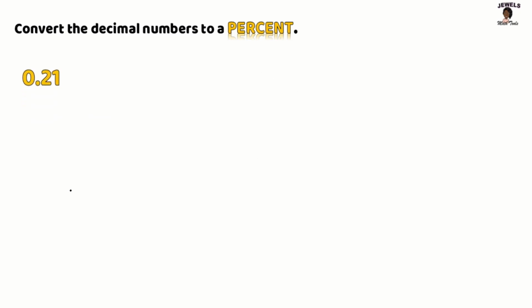Let's try another example. Feel free at this point to pause the video, convert your decimal number into a percentage, and then when you're ready, you can unpause the video and work along with me. Okay, so now let's begin our multiplication. So we have 100% times our 0.21.